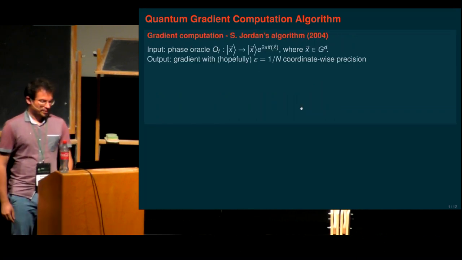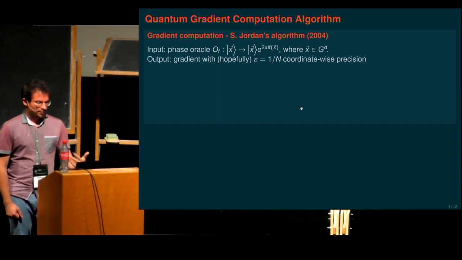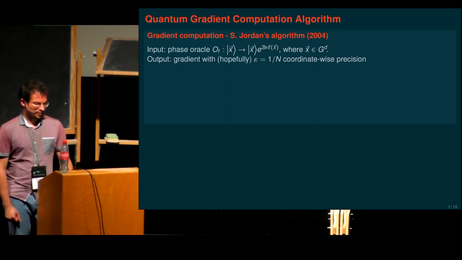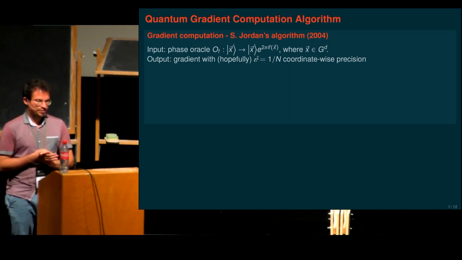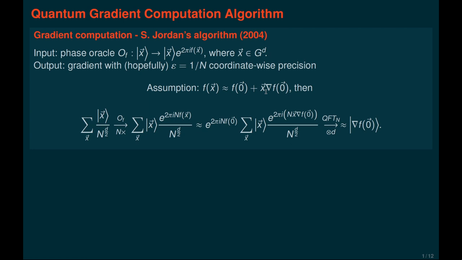And now I assume that we have this representation, then we can state Jordan's algorithm as follows. We assume that we have a phase oracle for our function. Given some quantum string x, which is d different coordinates each in binary representation, it will apply the phase e to the 2 pi i f of x for that particular vector. The output of this algorithm is hopefully an epsilon coordinate-wise estimate of the gradient of this function. For this, we need to assume that this function is roughly linear. So f of x is something like f of 0 plus the gradient times x. So this linear approximation by the gradient is indeed good.